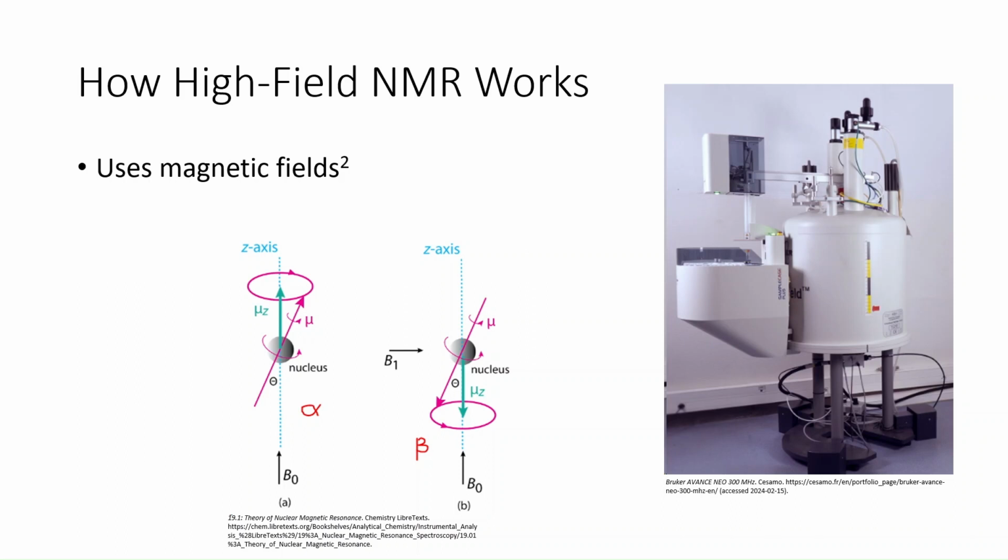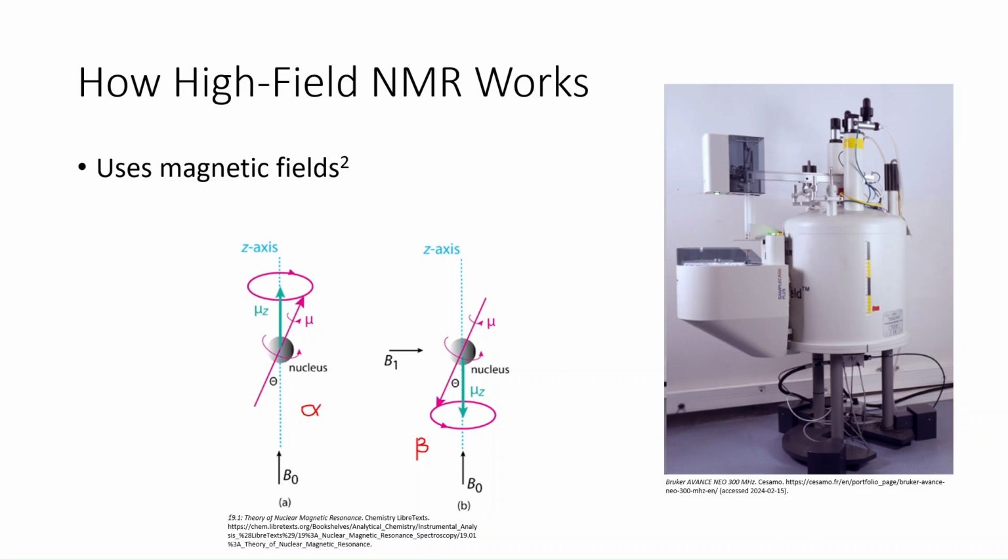A nucleus with an odd number of protons and/or neutrons possesses a quantum mechanical property called nuclear spin, and can therefore be probed by an NMR spectrometer. This is an image of a 300 MHz NMR spectrometer, similar to the one in Doble Hall at UNCW.